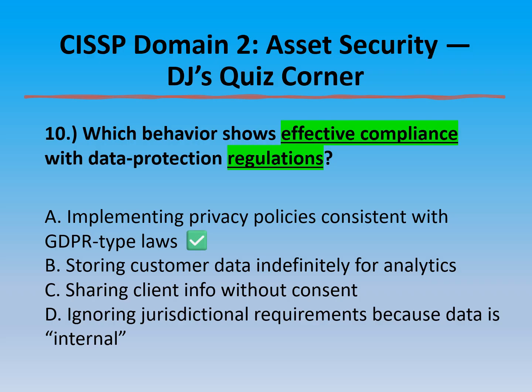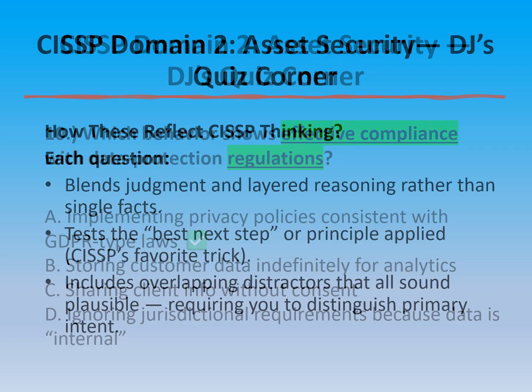The correct answer is A. Implementing privacy policies consistent with GDPR type laws. CISSP favors governance and accountability. Response A aligns with regulatory, compliance, and privacy by design. Others breach lawful processing principles.